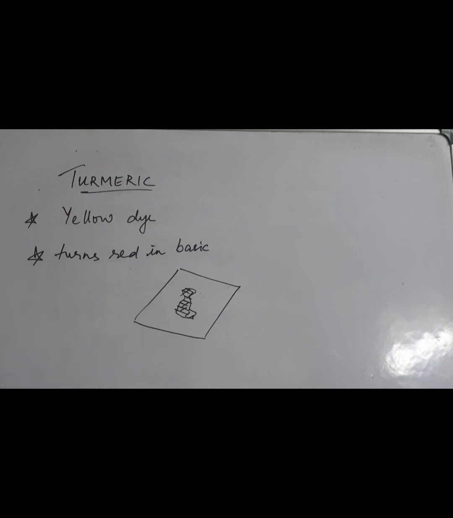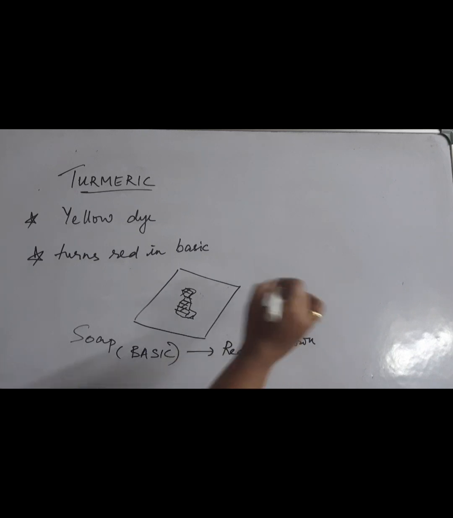Now what is soap? Soap is basic in nature, right? So here I have turmeric that is yellow in color, and I am rubbing it with soap, and soap is basic. On rubbing, you can see a reddish brown color. Why? Because of the color change.